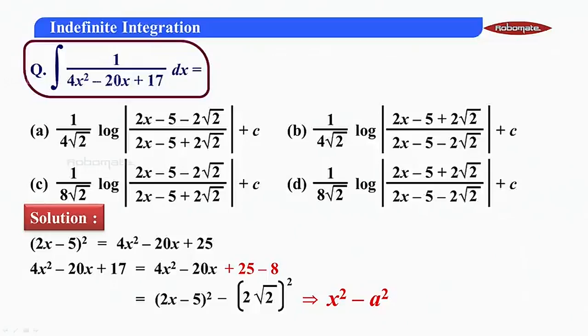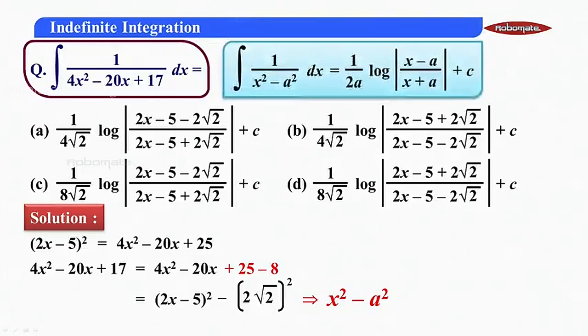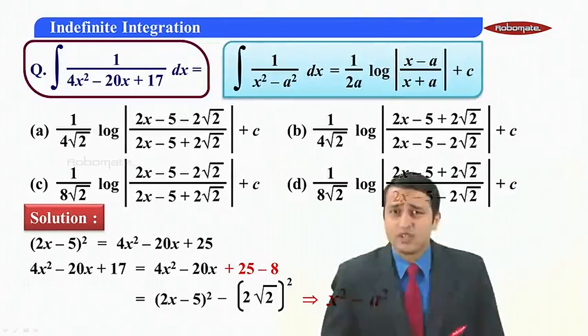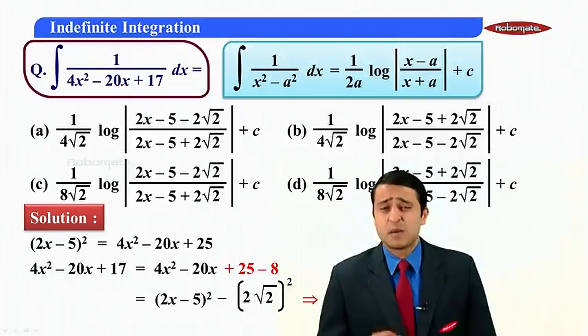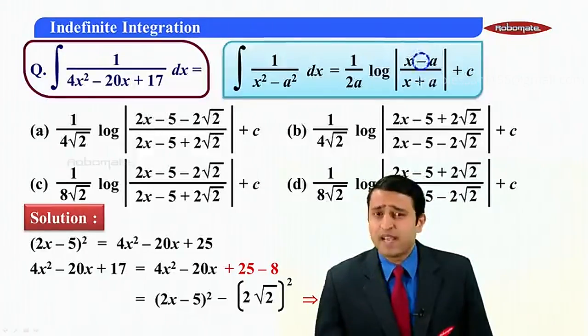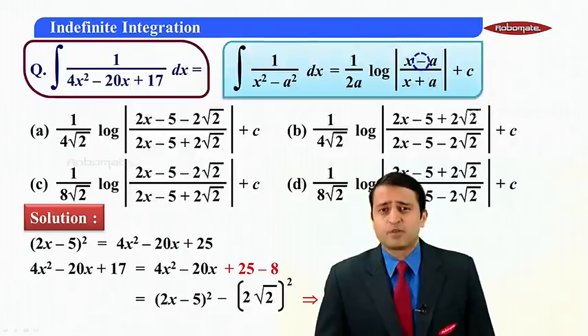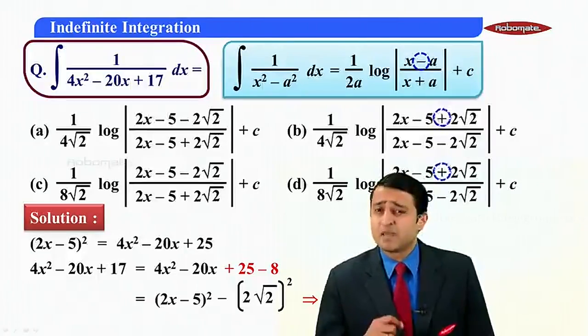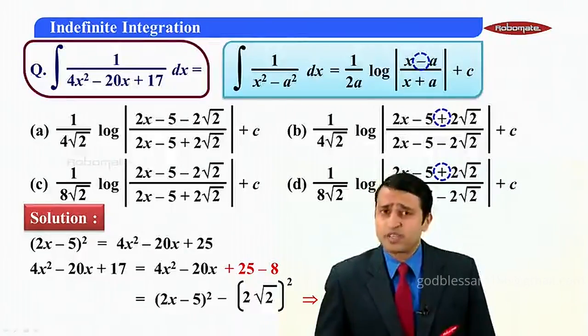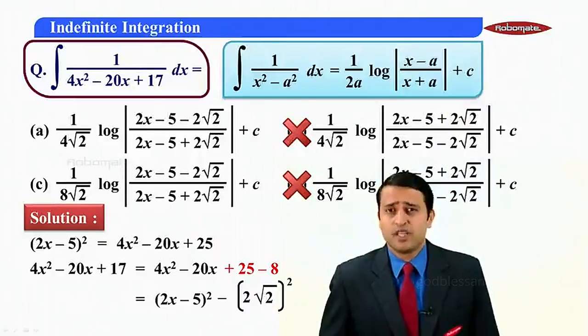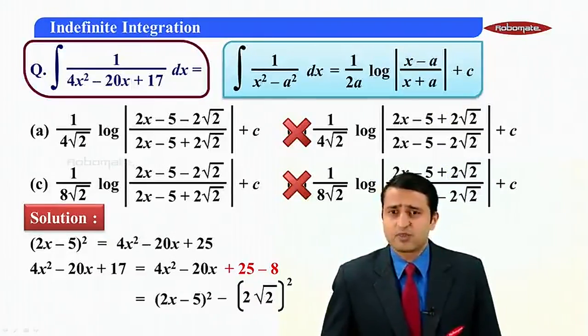So if the denominator is of the form x square minus of a square, this is the formula which I am supposed to use. Now observe my dear students, in the formula the numerator is having x minus a, that is the minus is present here, and if you observe options B and D, there is a plus present here, so obviously options B and D cannot be the answer. Is that okay my dear students?